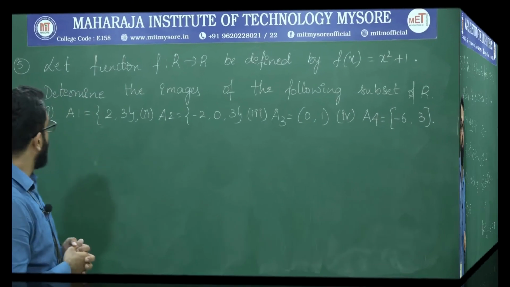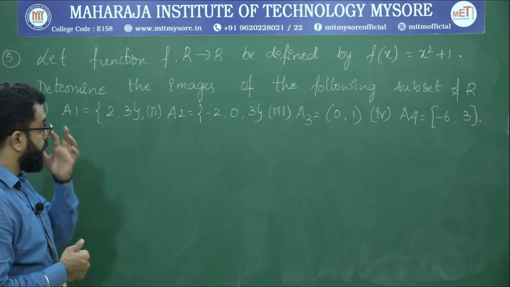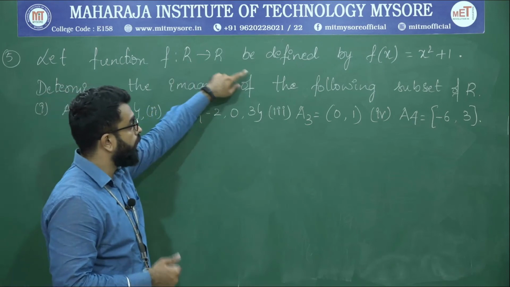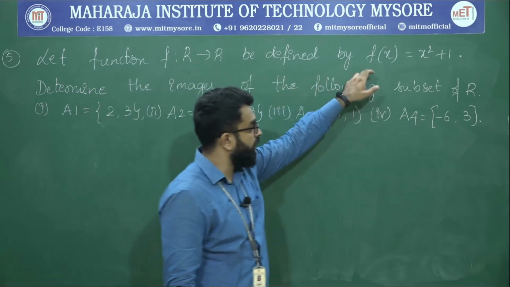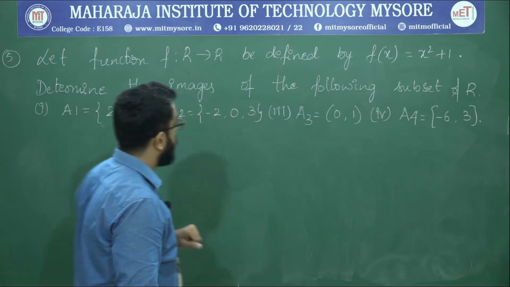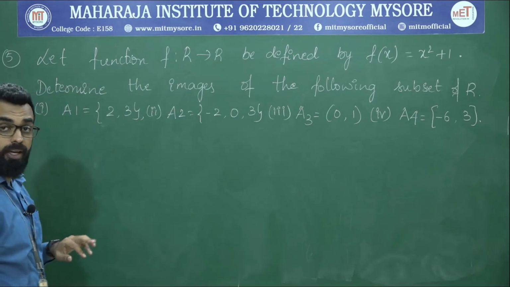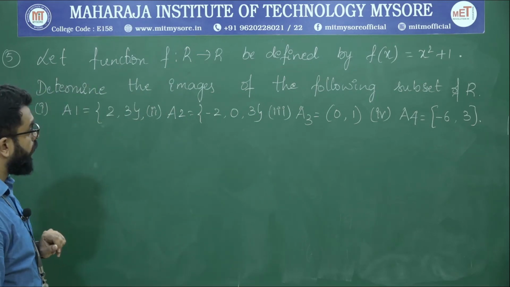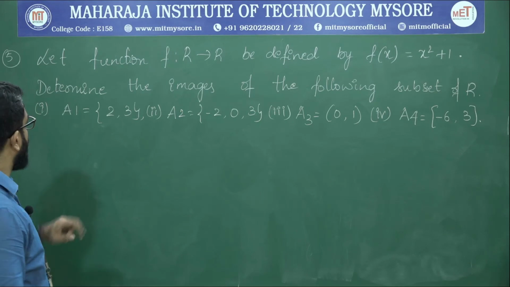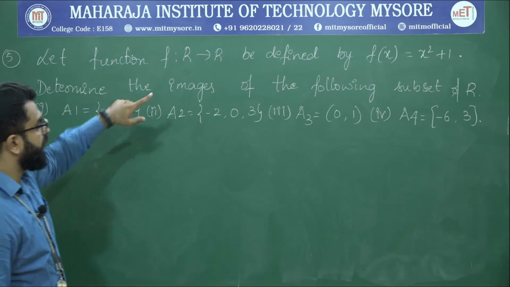Next, here we have the problem. Let function f be defined from R to R and the definition of f is f of x equals x square plus 1. Function f is defined with the help of x square plus 1. Determine the images.